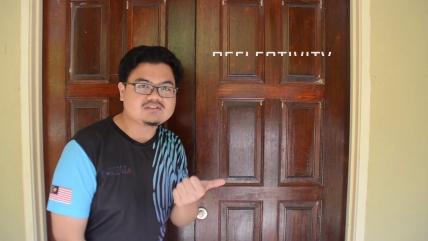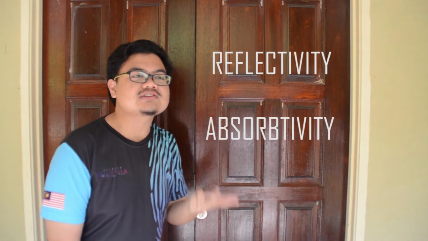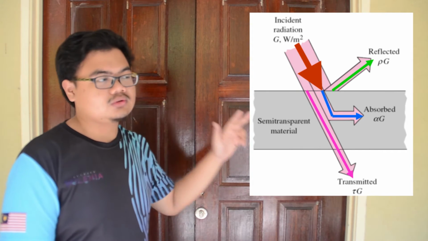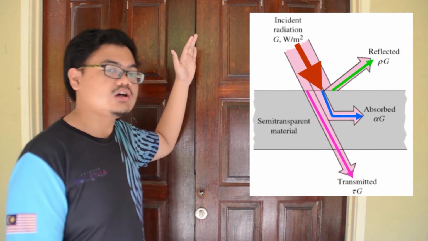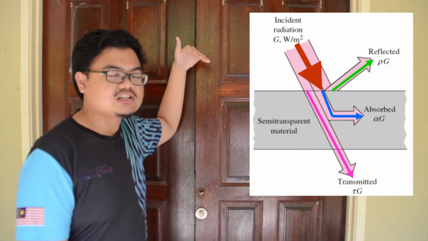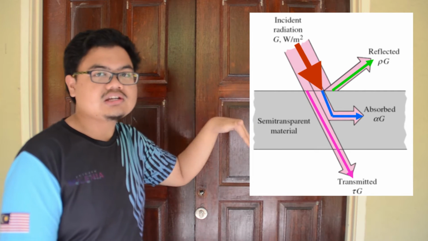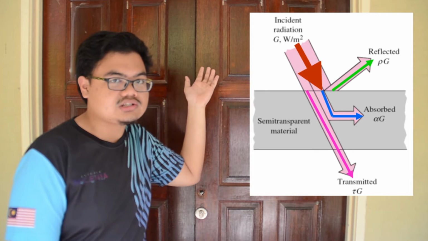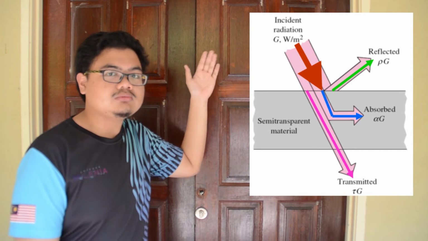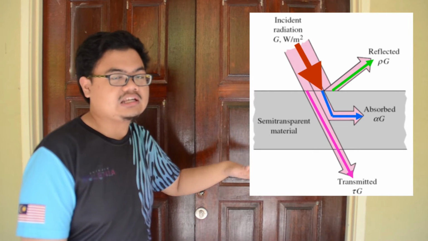Next, I will continue with the properties of radiation. There are three properties of radiation that we all must know, which are reflectivity, absorptivity, and transmissivity. Based on the diagram too, all radiation starts from above, which is the incident radiation. Incident radiation is the origin of any radiation from a medium to the medium we are trying to radiate.